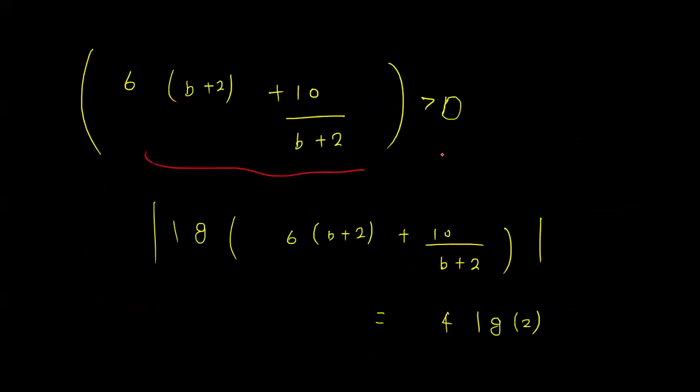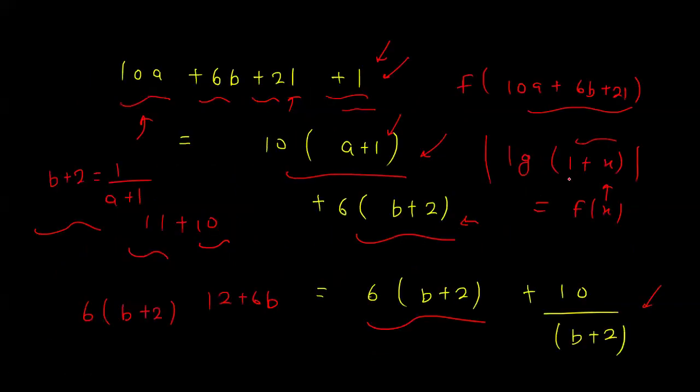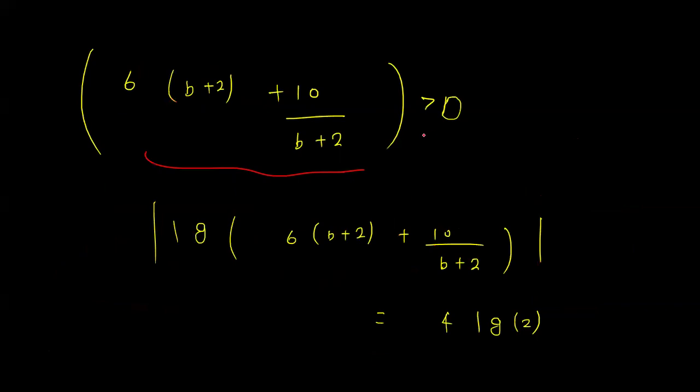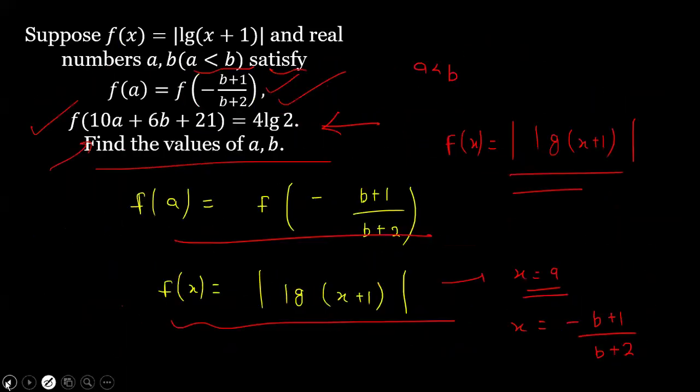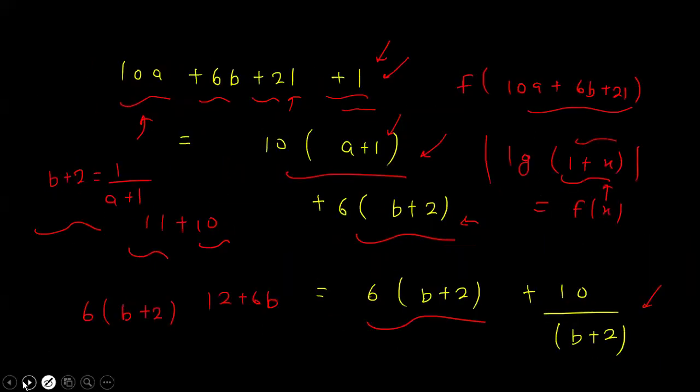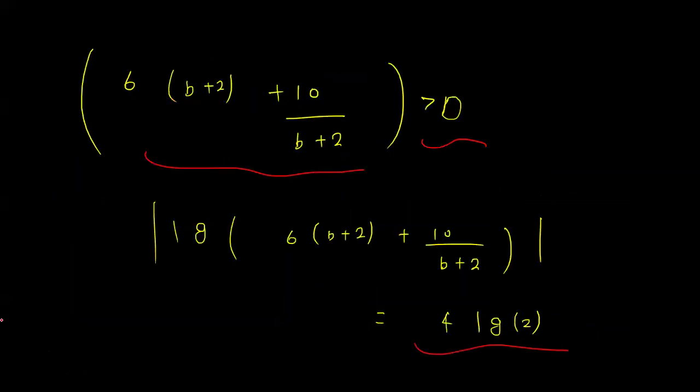This is inside the logarithm, so this argument should be greater than 0. This is the first thing. And in the problem it is given that it is equal to 4 times lg2. So this thing is positive, we know, so this thing must also be positive. So we remove the mod by the positive sign.